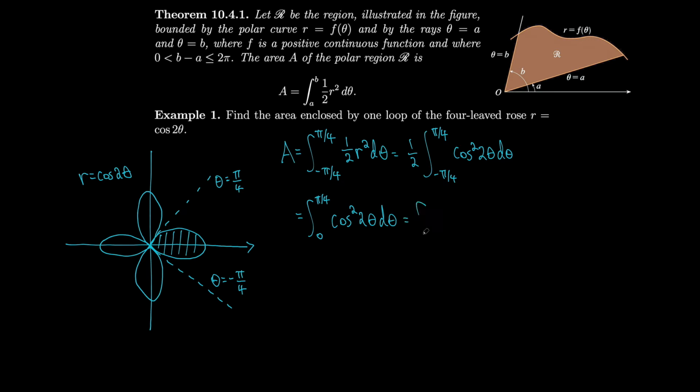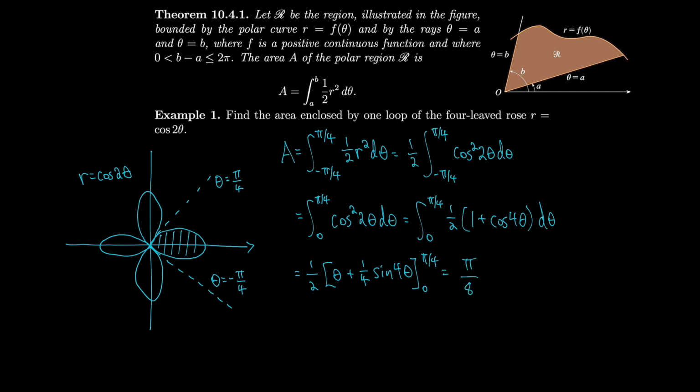So I'll write this as the integral from 0 to pi over 4 of half of 1 plus the cosine of 4 theta using my half angle identity. So then I integrate, or I take the antiderivative, and I get theta plus 1/4 sine 4 theta using a quick mental substitution. And I evaluate that from 0 to pi over 4, and we end up with pi over 8.